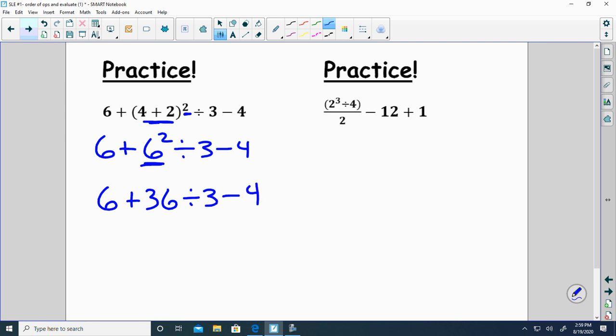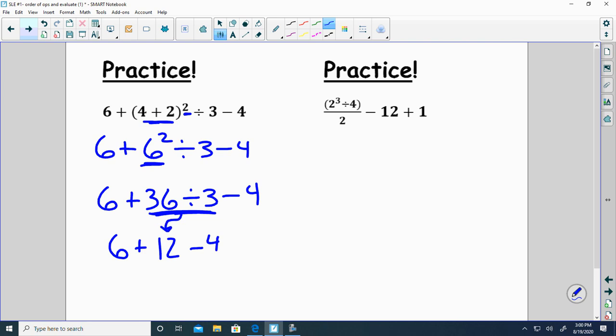Okay, 6 squared is 6 times 6, which is 36. And then you have division. Division is going to take place before the addition or subtraction. So how many times does 3 go into 36? 3 goes into 3 once, 3 goes into 6 twice, and then the minus 4 comes down. So this gave me an answer of 12.